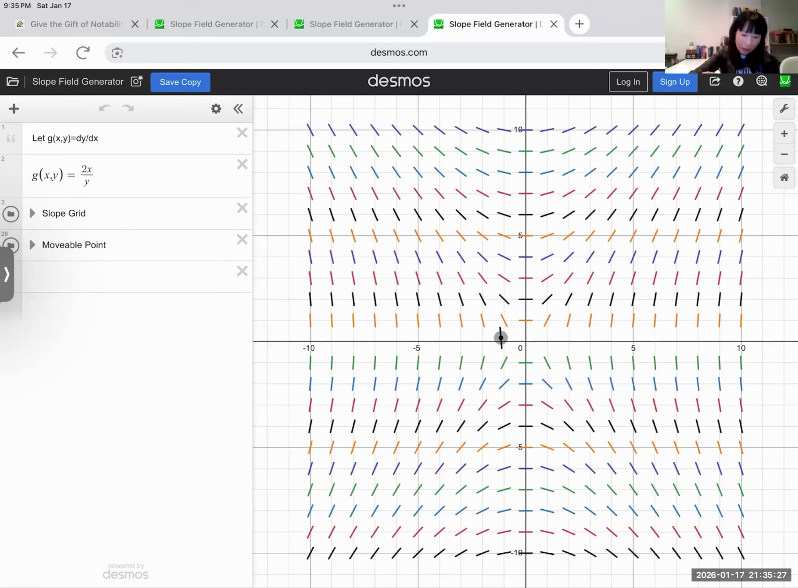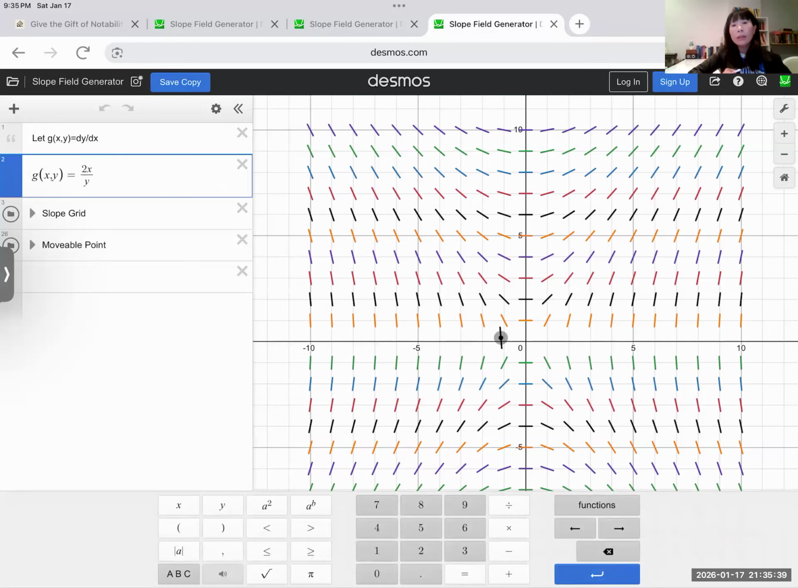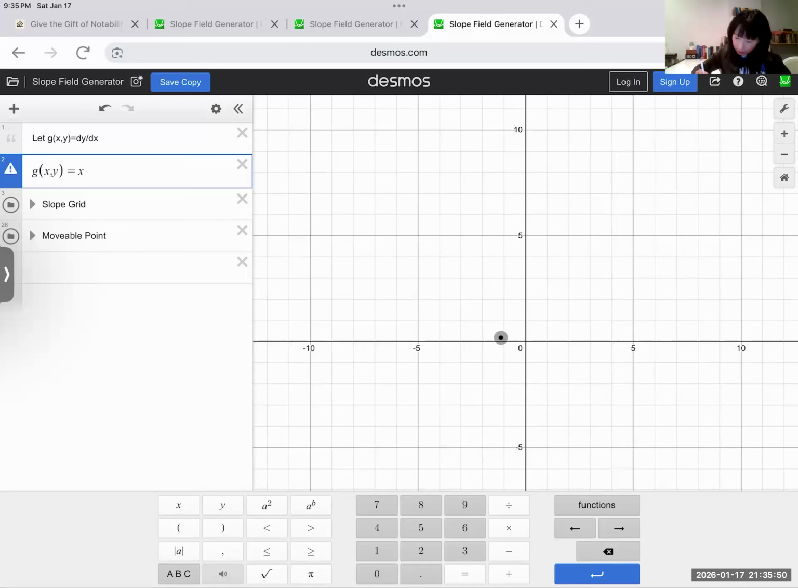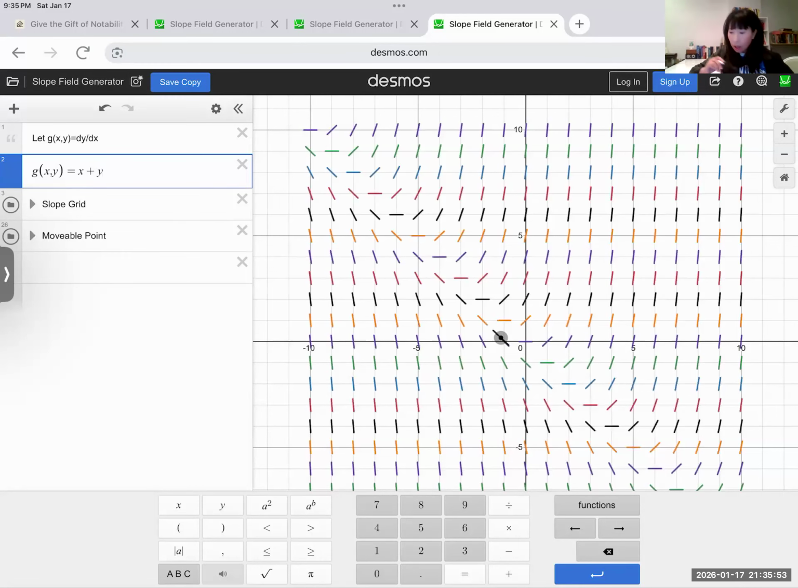Okay, can you see that we have g of x, y equal to dy over dx, which is y prime? Let me change that. The function will be x plus y. So let me do x plus y. This is the direction field graph, yeah? Okay, let me screenshot it and attach it in the lecture note, all right?